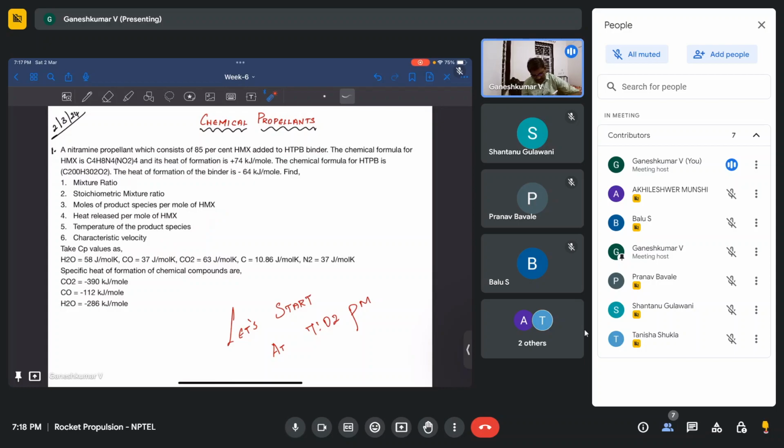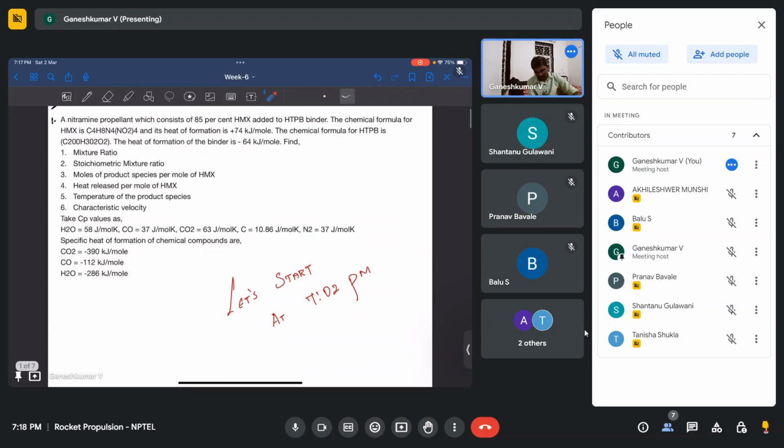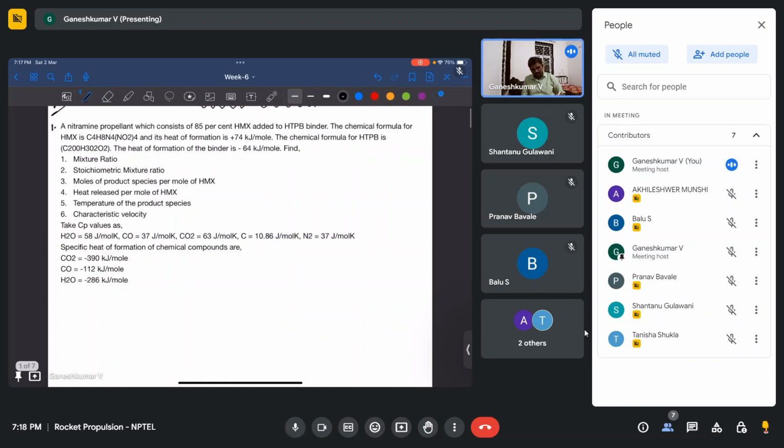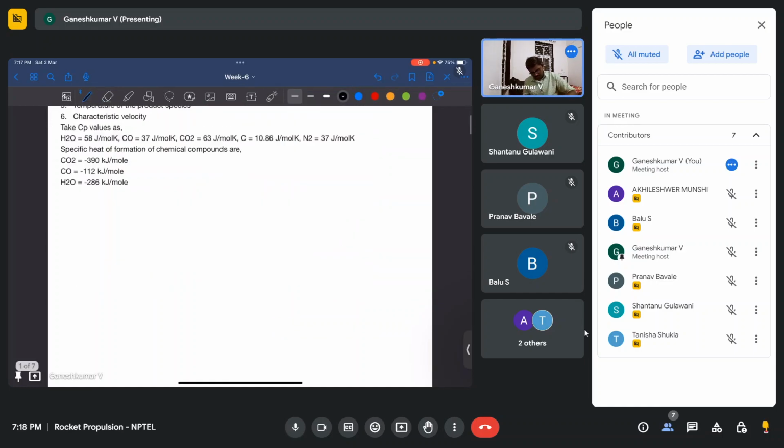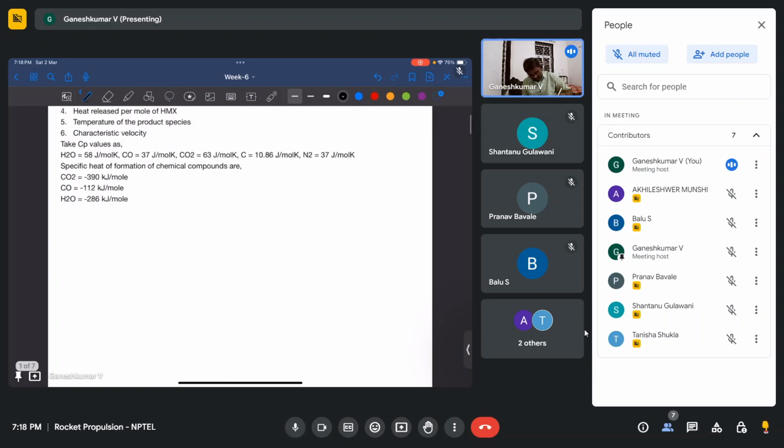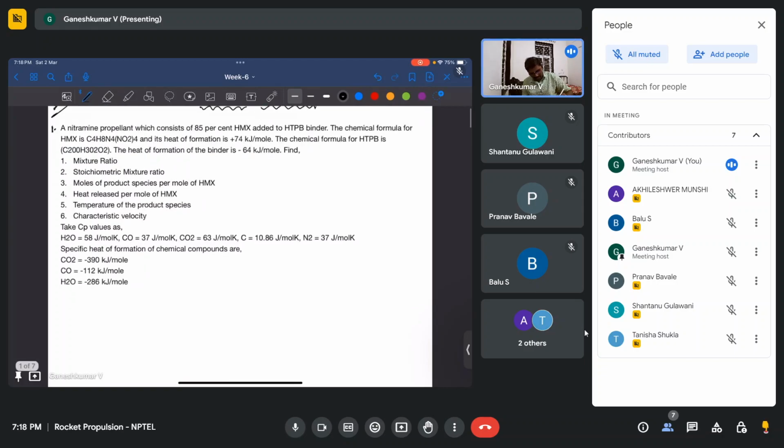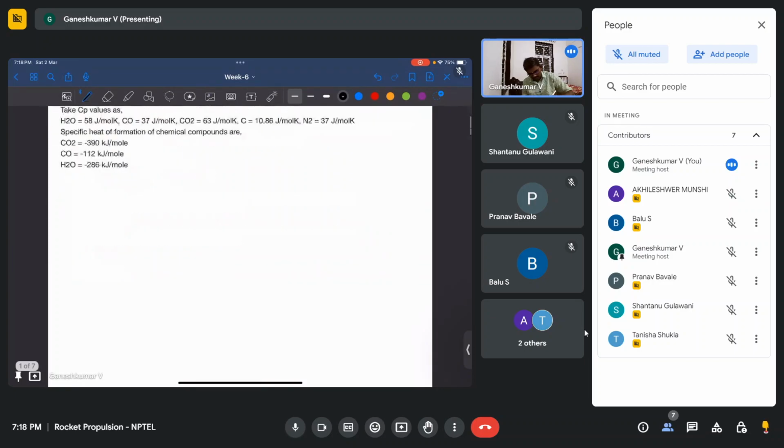Heat release is what we already discussed in the last class, but we'll try to solve it again here. Let's see. What you have is HMX. Let me write the reaction. So HMX is C4H8N8O8.